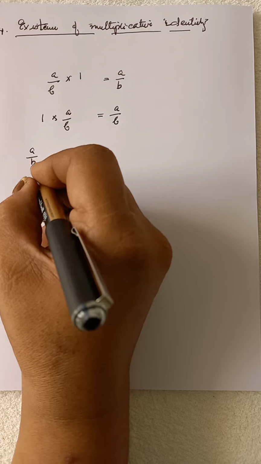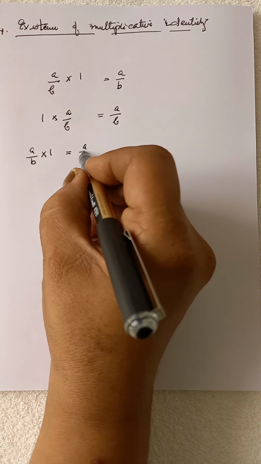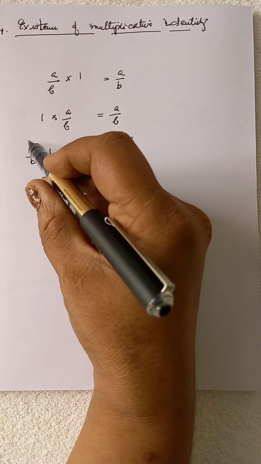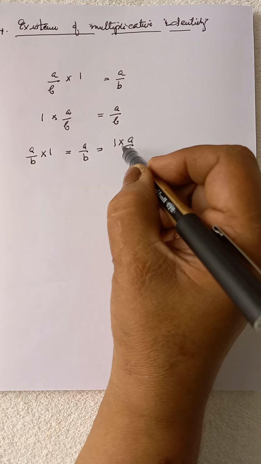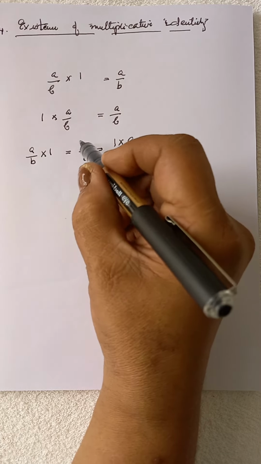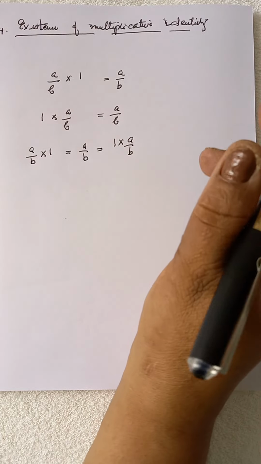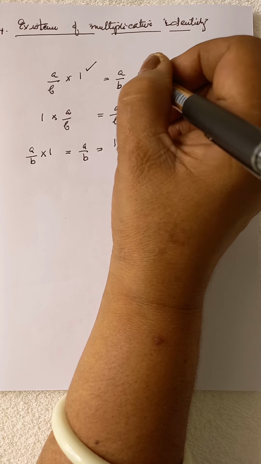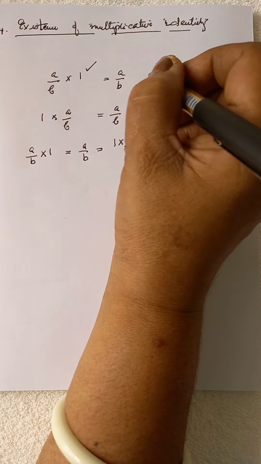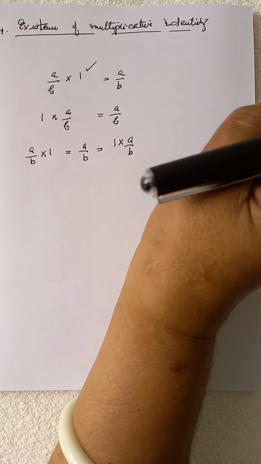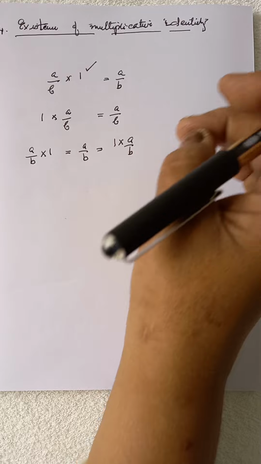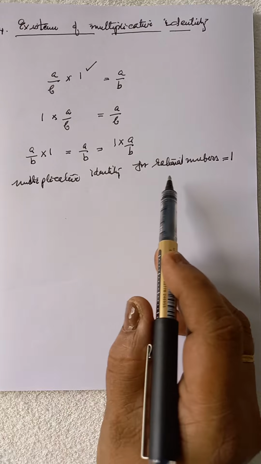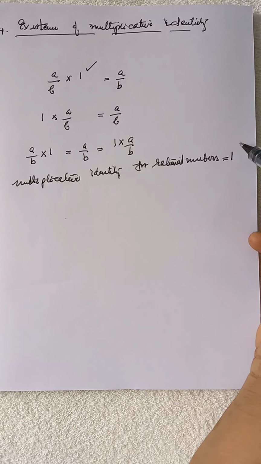So a by b into 1 is equal to a by b, which is the same as 1 into a by b. That is, any rational number into 1 or 1 into any rational number will be the same as the rational number itself. So here 1 is called the identity element for multiplication of rational numbers, or the multiplicative identity of rational numbers is 1, like that also we say. So the multiplicative identity for rational numbers is 1.